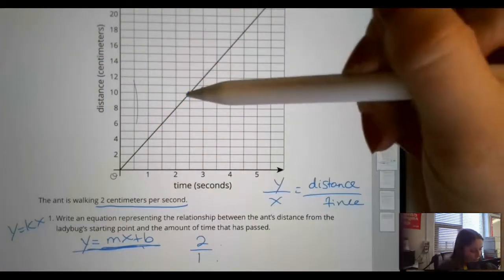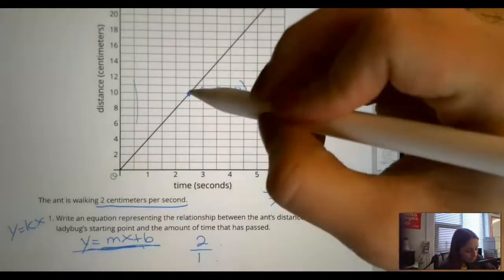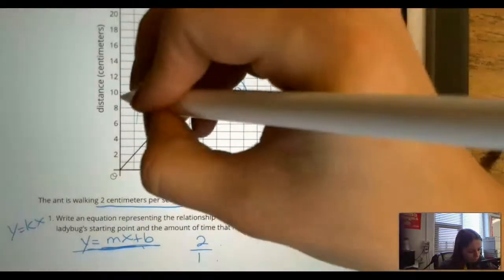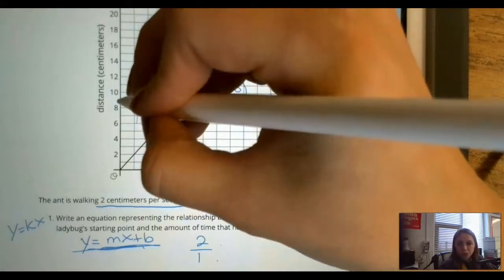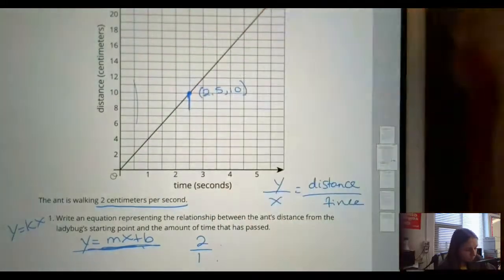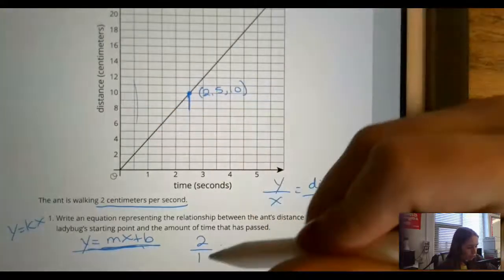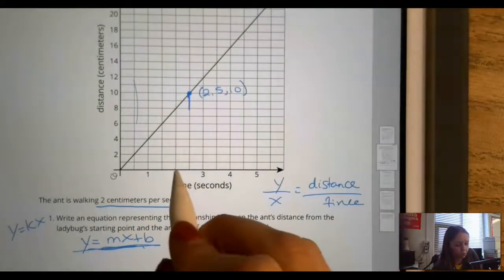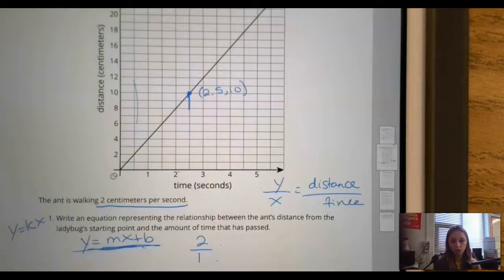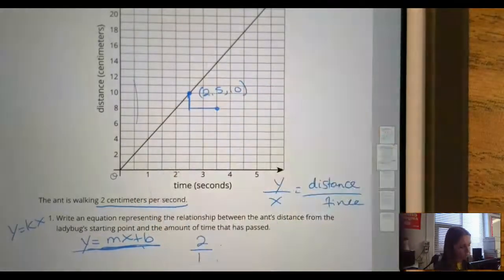Alright, so the ant goes 2 centimeters, so 2 centimeters would be 2 tick marks down, so I'm going to go down 2, and then he goes every 1 second. So if I look here, 2 tick marks equals 1 second, so I'm going to go to the right 2 to plot that point.